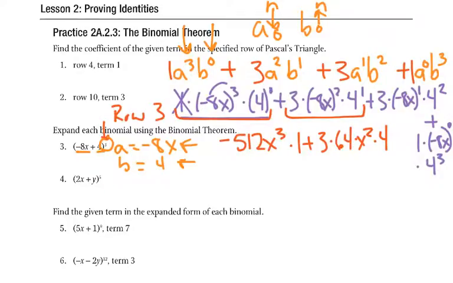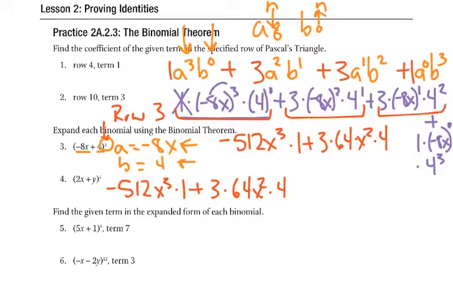Okay, and I'm kind of running out of room, so I'm going to rewrite those ones just with more space. Okay, now we do this one. So 3 times negative 8 times x times 4 squared, which is 16, plus 1 times negative 8x to the 0 is 1, times 4 cubed, which is 64.